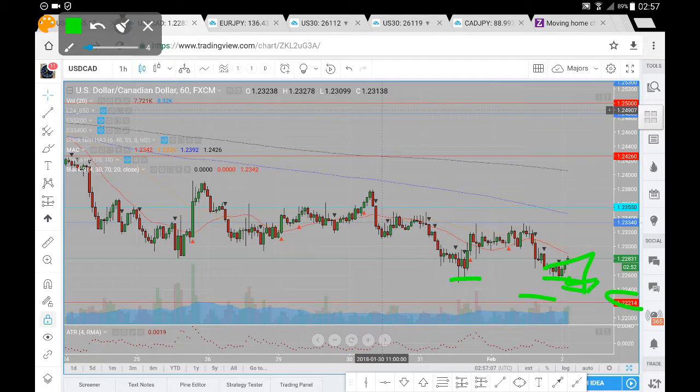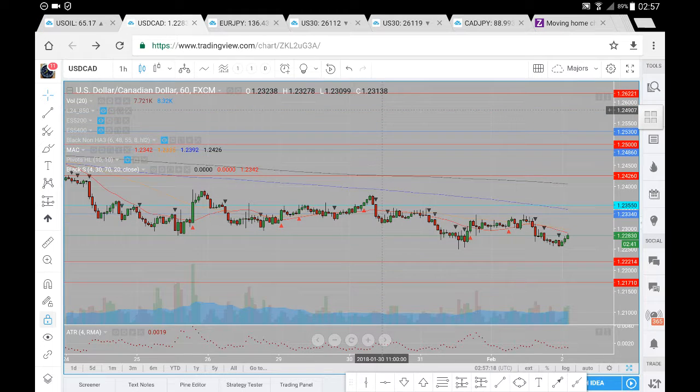Now, if this 122.60 does not hold, and if we see further sell side momentum coming into the market, we'll see price react in around 122.21. If we see a bit of a bounce from there, it possibly brings us back up to this 123 or 122.60.